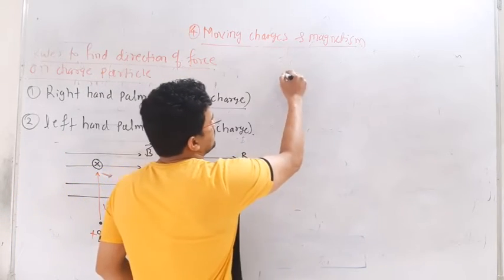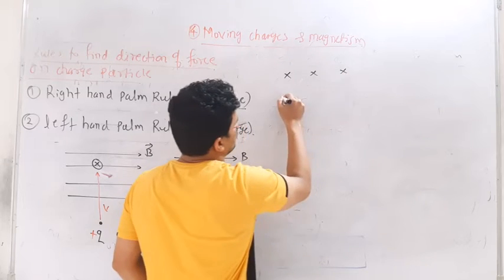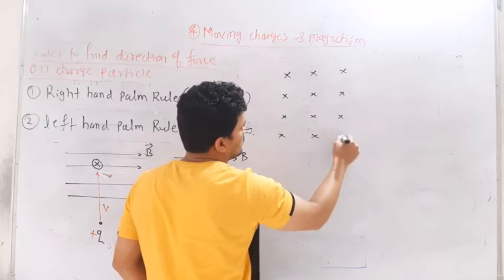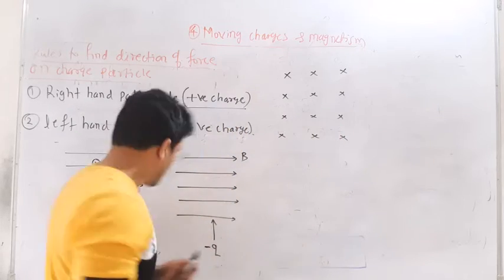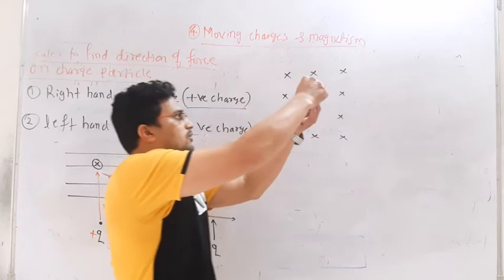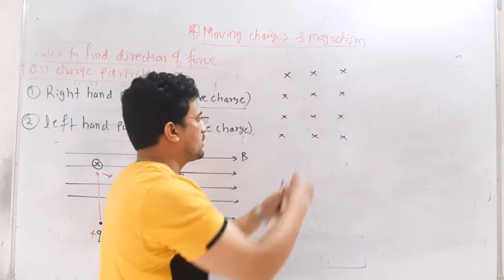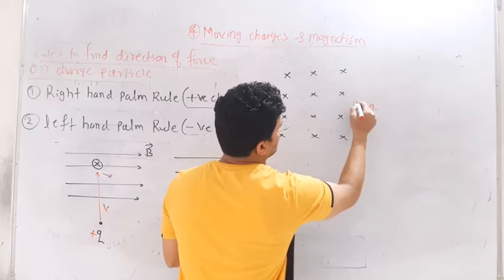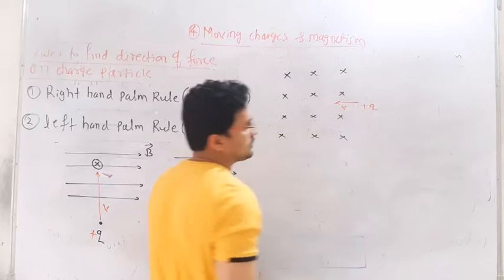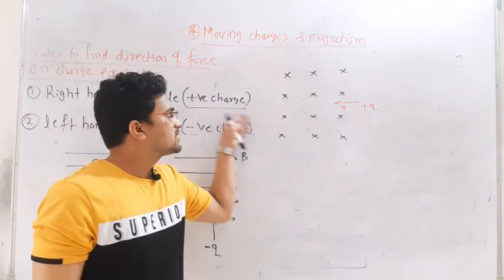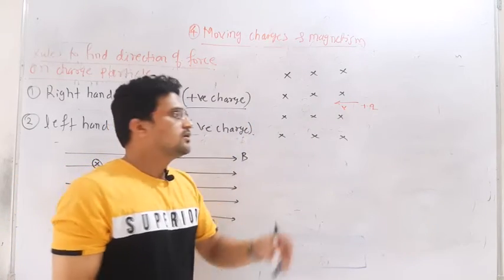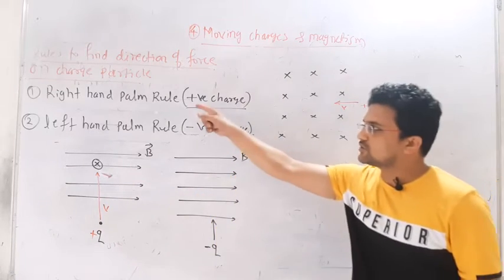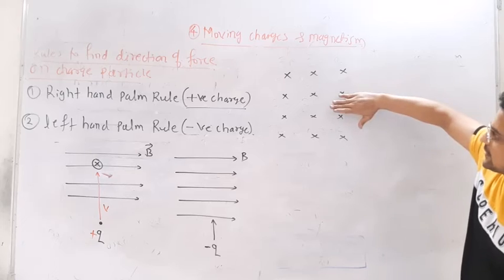Now suppose this is the cross, and you already know cross means the magnetic field is into the board, that is, all magnetic field lines are moving into the board. Now suppose a positive charge q is entering with velocity v. It may enter in this direction or in this direction, it doesn't matter, the rule is the same. For a positive charge, which rule is used? The right hand rule, correct?